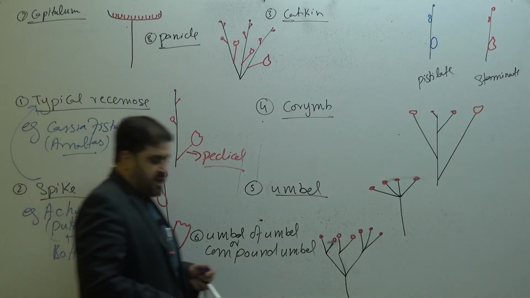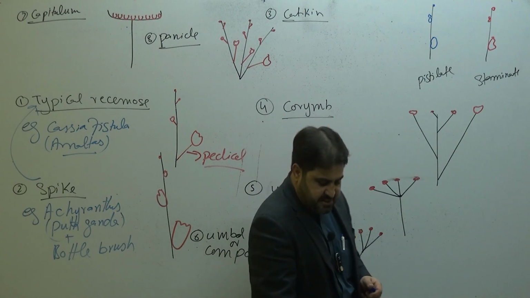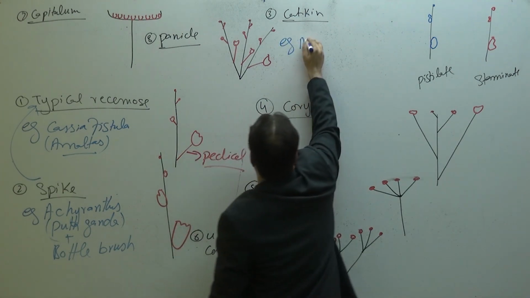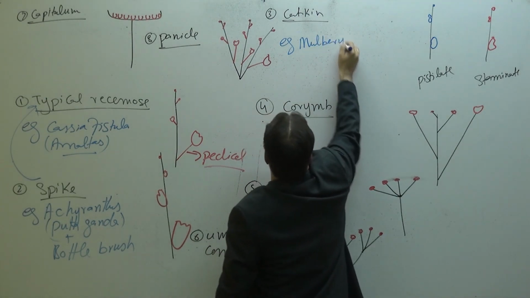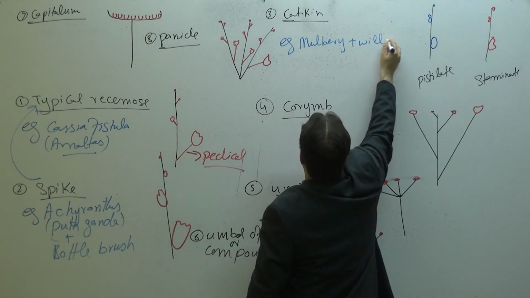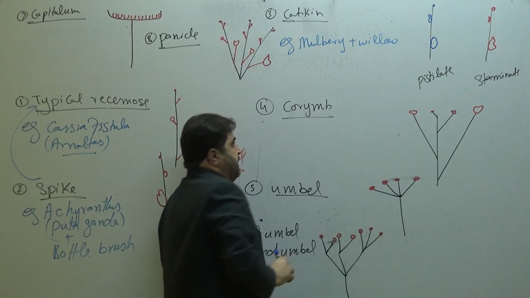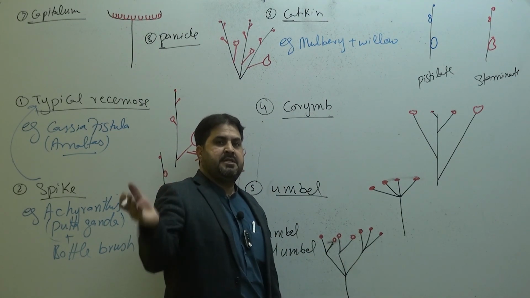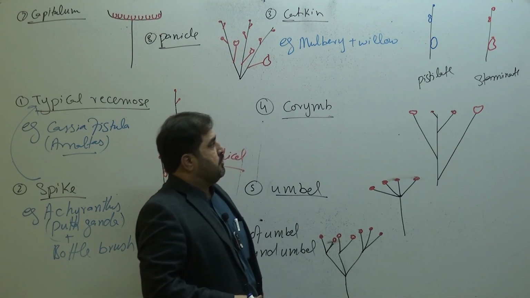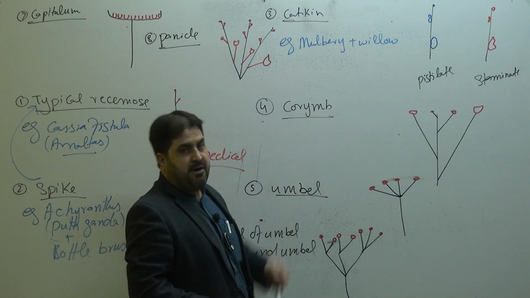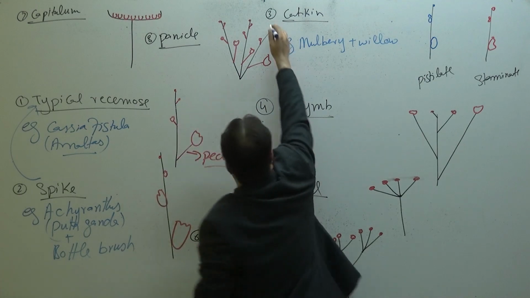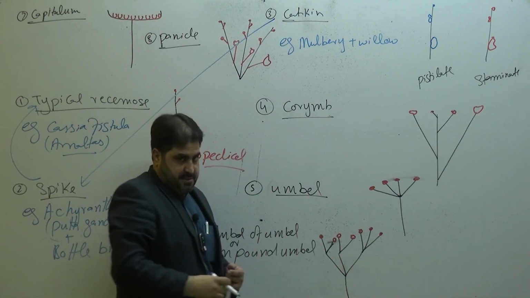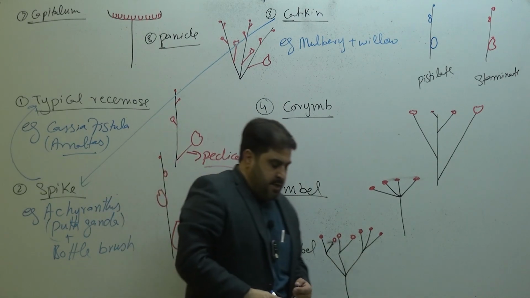Then the third one is catkin. In the case of catkin, the examples are mulberry and willow. These flowers are considered to be dioecious. The male flower is separate from the female flower. The male flower is staminate and the female flower is pistillate. And this catkin is just like the spike, meaning they are sessile or stationary.